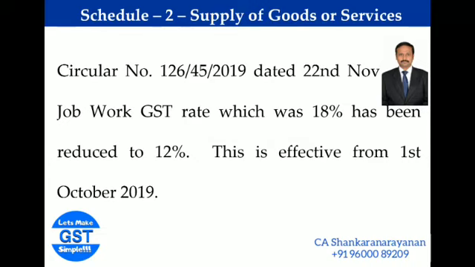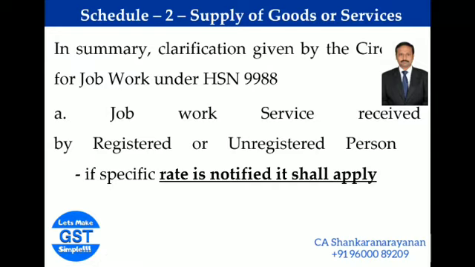So there were a lot of doubts. I want to share with you the circular's summary. The summary of the circular goes something like this. The HSN under which the job work will fall is 9988. 9988 is the job work services related HSN.